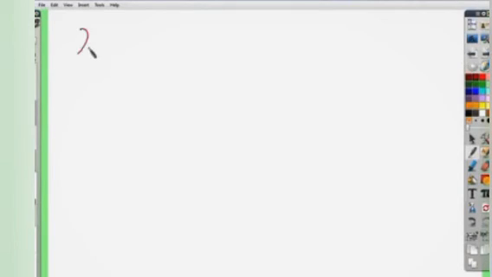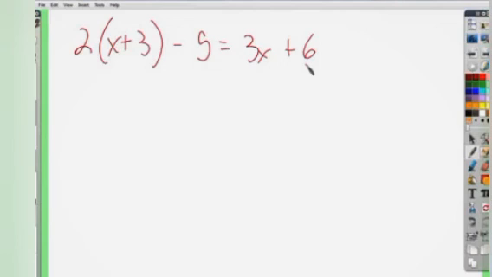Let's try, see what we come up with if we all approach that problem.